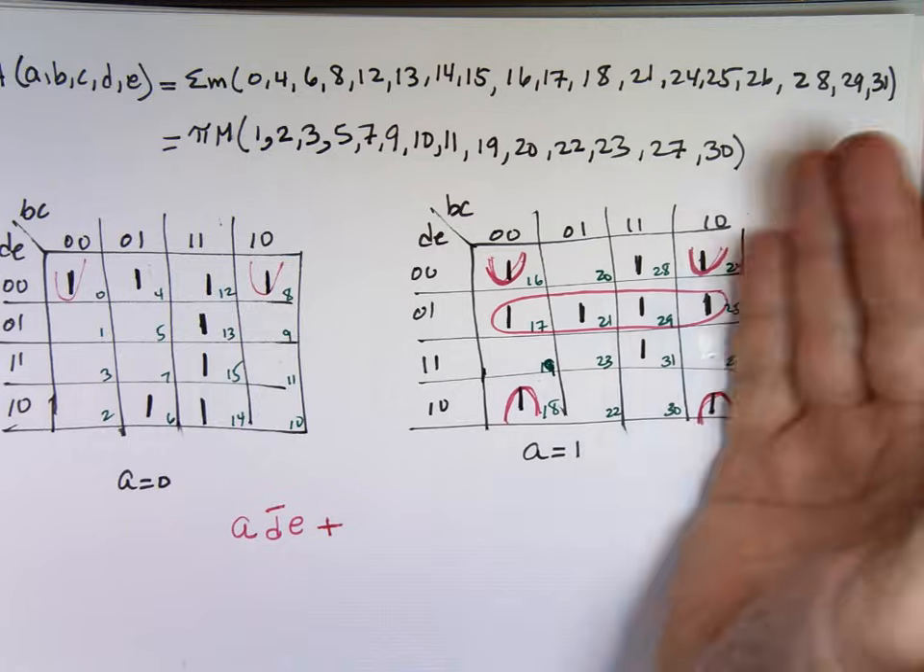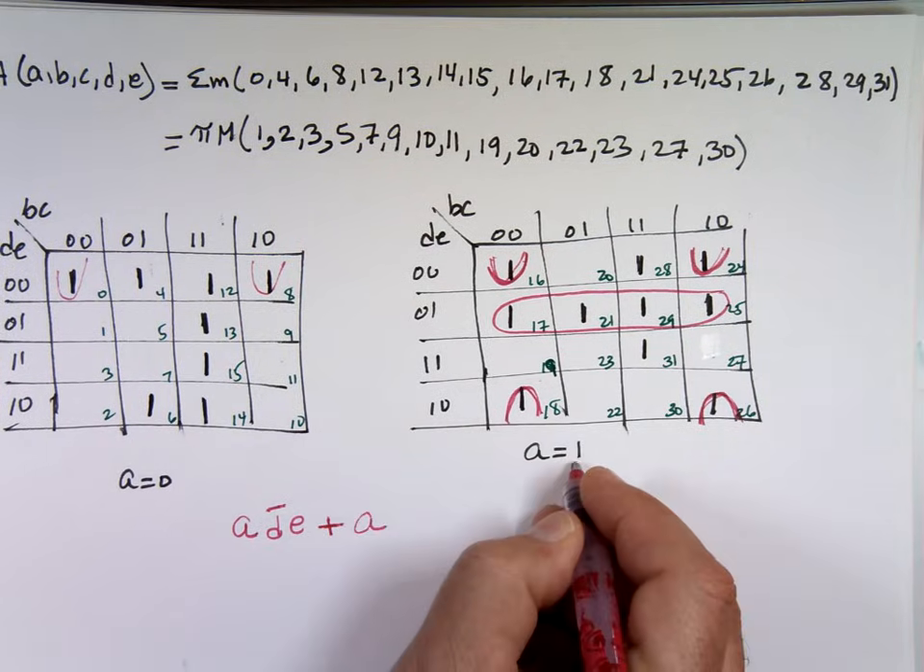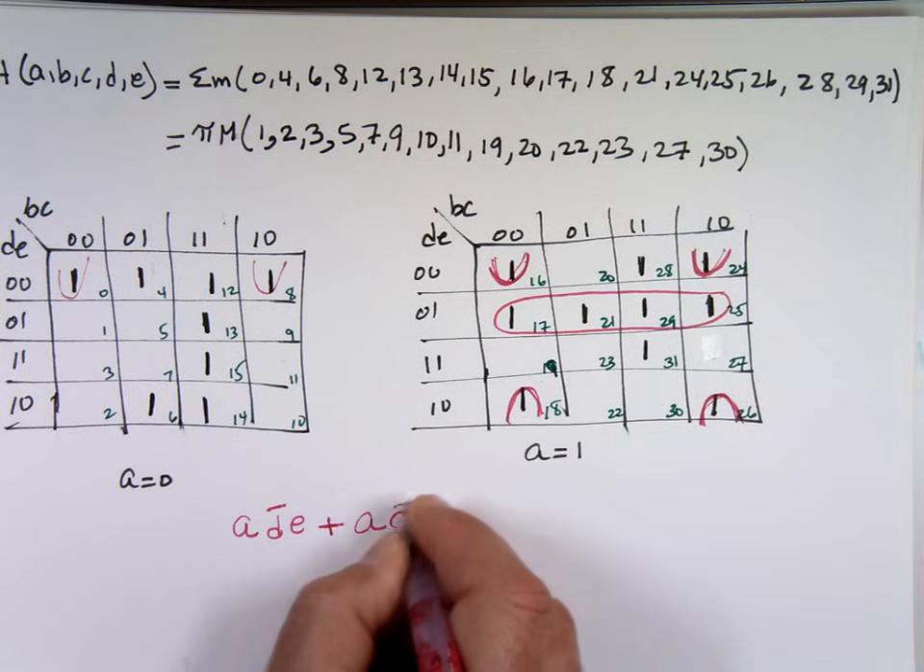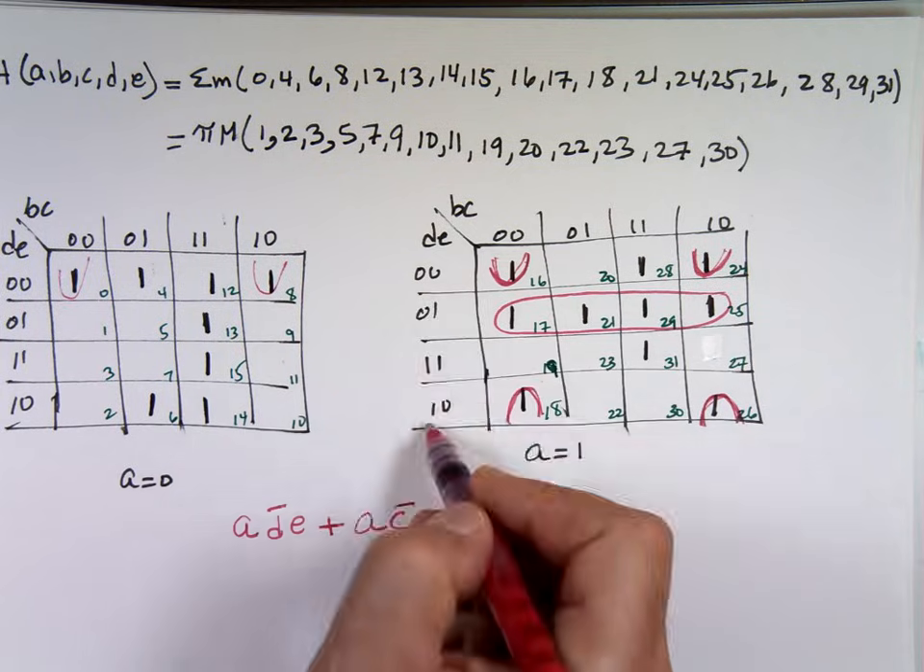Flip it over. So that will be what? A is 1. B is gone. C is C not. D is gone, right? E not.